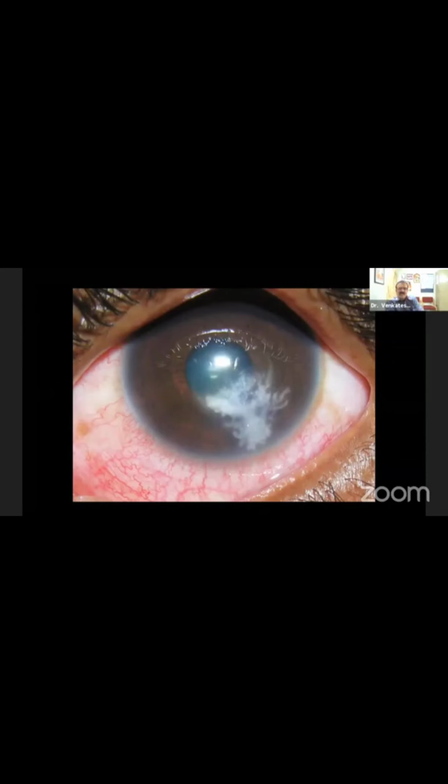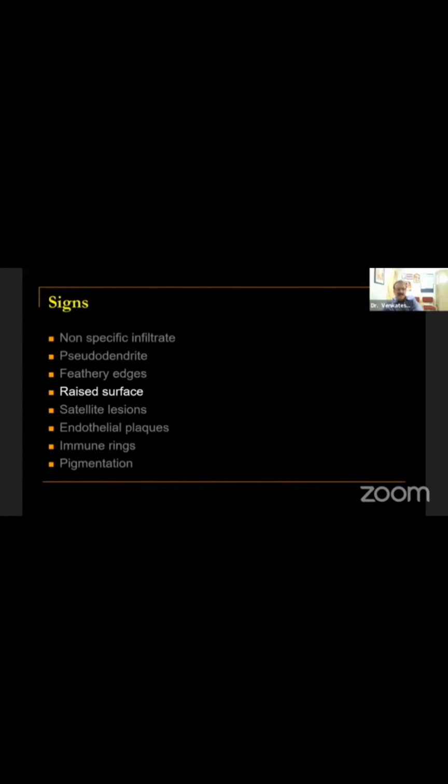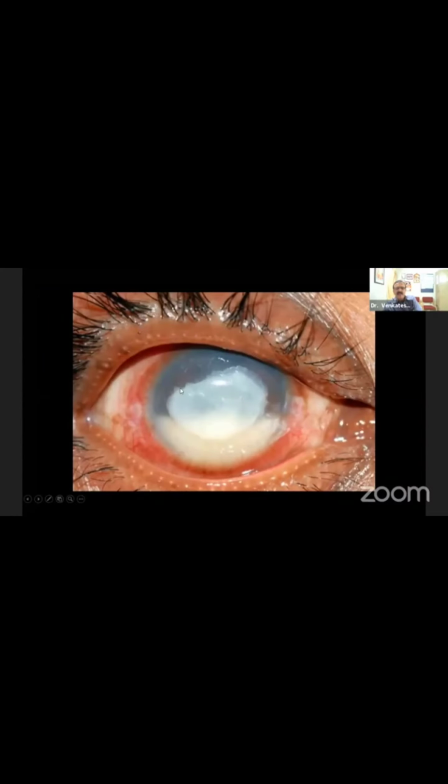None of the clinical features I mentioned before was very significant, but one thing which had a lot of specificity to fungus was the feathery edges. So you were right when you answered: if there is one thing you need to say whether it's caused by fungus, it is feathery edges. The next part is the raised surface. Here you can see something like a plaque, almost like something sitting on the cornea. This is what we mean by a raised surface.